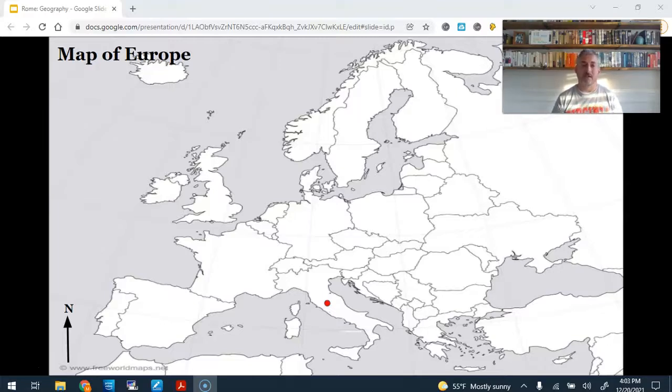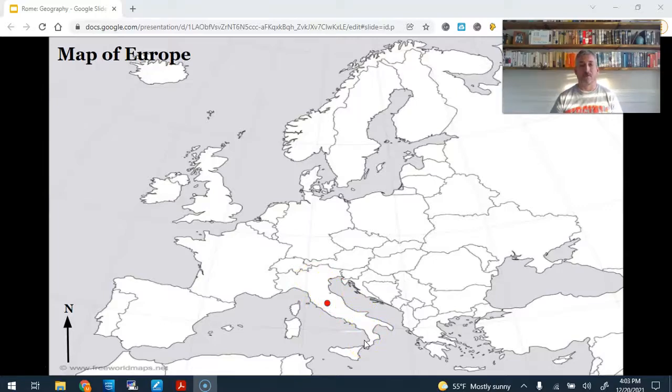Anytime you're looking at a map of Europe, one of the easiest features to pick out is Italy, and that's because Italy is shaped like a boot. And so if you locate the boot of Italy, you will know that you have found Europe.